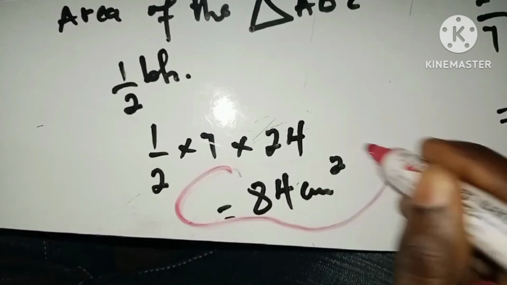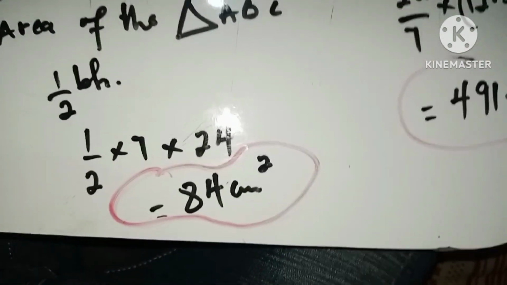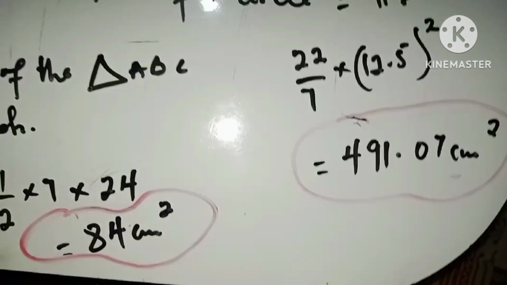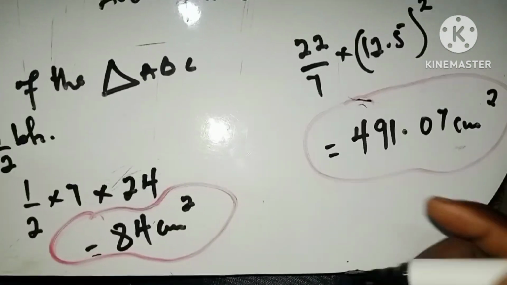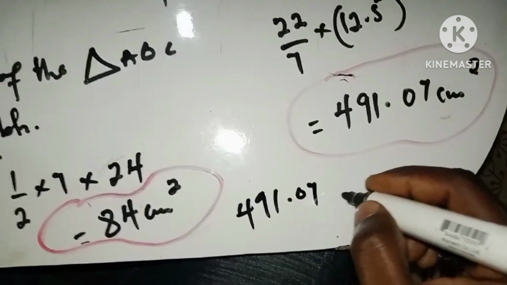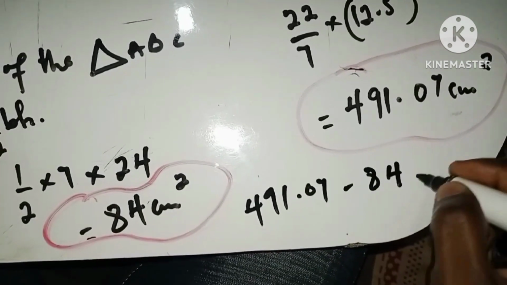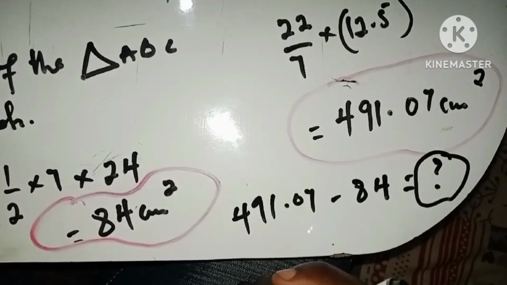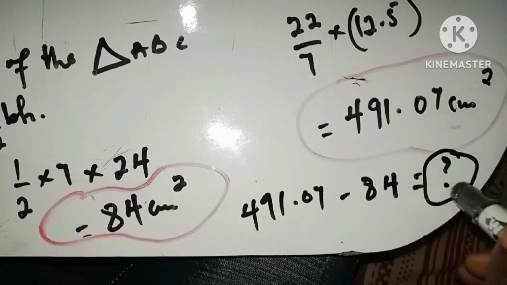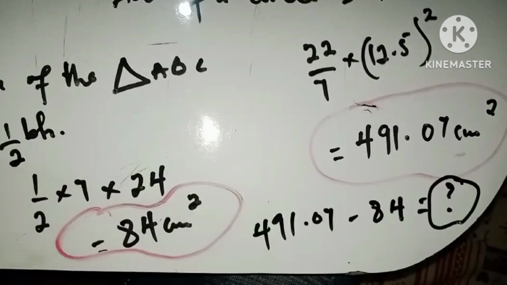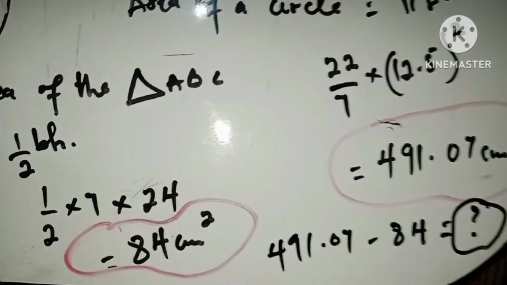All that you are going to do is to find the difference between the two. That will determine the area of the shaded portion, right? So that should be 491.07 minus 84, right? Whatever you have here should be the area of the shaded portion. So what is your value? Give me the values in the comment section below. That tells me that you are engaging and participating, right?